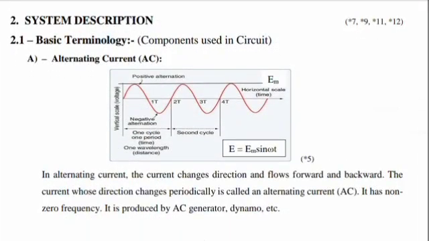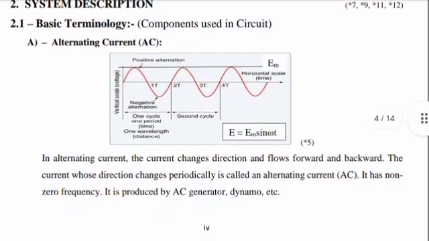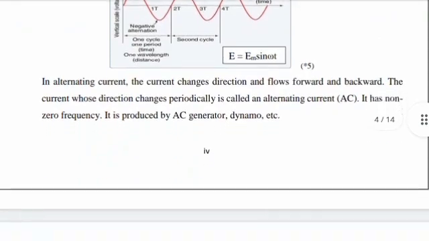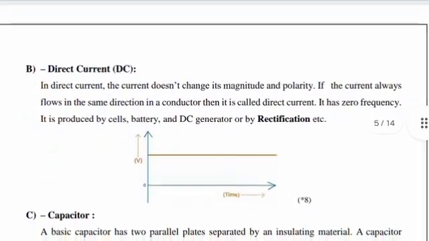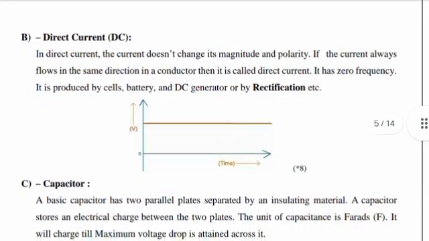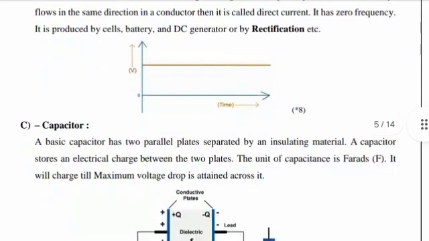So first, alternating current. As we know, alternating current changes its direction periodically and it has non-zero frequency. It is produced by AC generator, dynamo, etc. Also we can see from the graph that current changes its direction after regular intervals of time and its magnitude continuously. Then direct current does not change its magnitude and polarity, and it has zero frequency. It is produced by cell, battery and DC generator or by rectification, etc. As we see from the graph, current has a constant value at every instant of time.